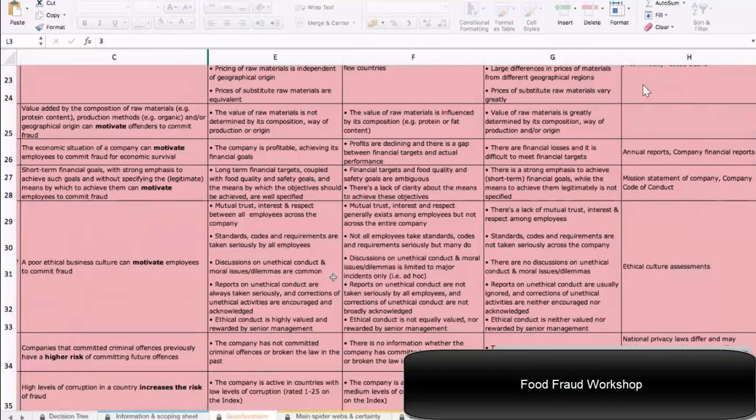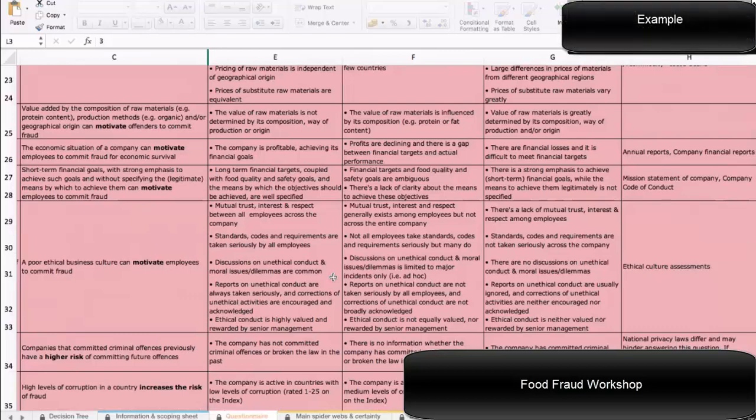The second option, which is kind of in between, is there is mutual trust, but not across the entire company. Not all employees take standards and codes seriously. We discuss unethical conduct, but it is limited to major incidents only. We report on unethical conduct, and ethical conduct is not equally valued nor rewarded by senior management. And then option three, obviously, is the highest risk area. There's a lack of mutual trust. Standards aren't taken seriously. There's no discussion of unethical conduct. There's no reporting, and ethical conduct is not valued by senior management.